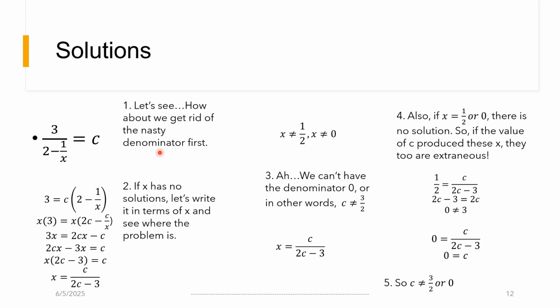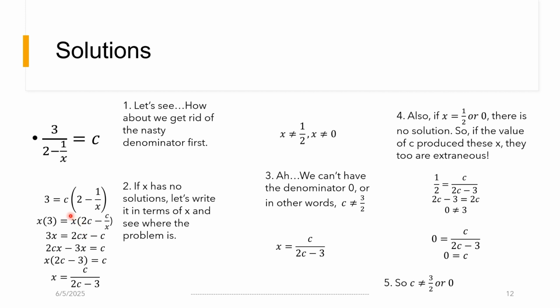So we basically multiply the c out. Like this is 2c minus c divided by x. Now we multiply by an x to both sides. And this becomes x times 3, and this is x times this thing that we just multiplied and distributed out.